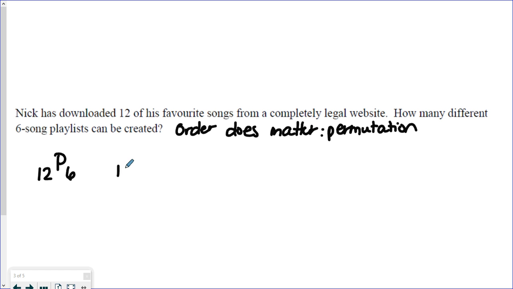Again, put it in, do math, scroll over to probability, and I think it's number 2. So 12 nPr 6. And what you would get there is 665,280. So you could put it in that way. That's one way you can do it.